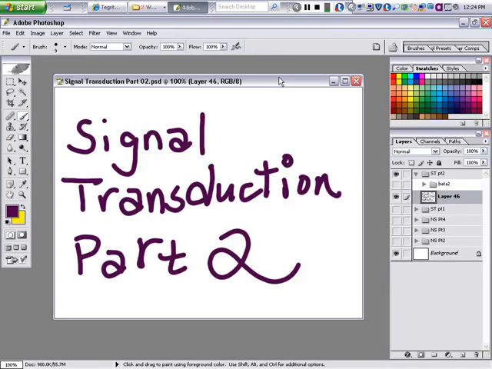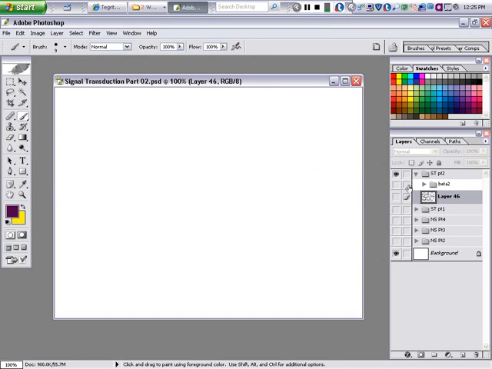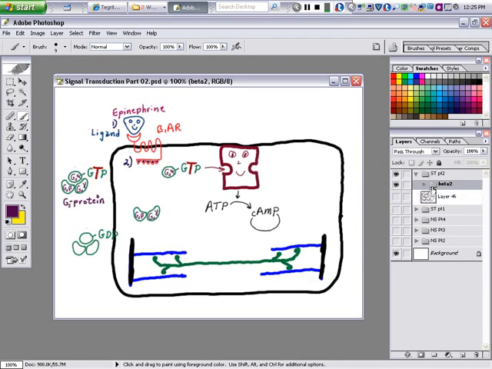We're going to continue today with signal transduction part 2. But before we get started, let's have a little review of what we did last time before we continue. This is where we stopped last time. We're trying to figure out how a heart cell is activated or stimulated by the beta 1 adrenergic receptor.